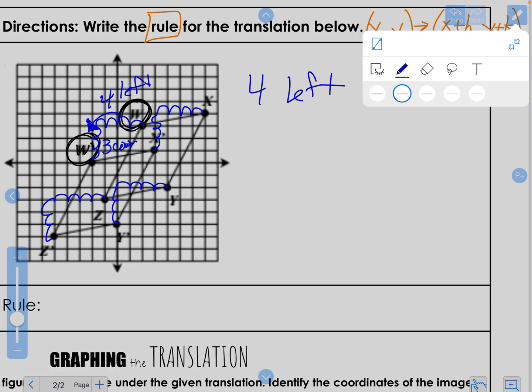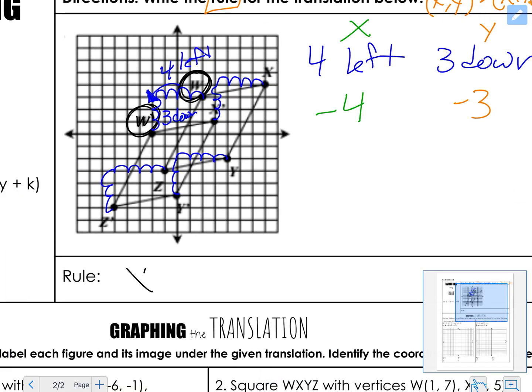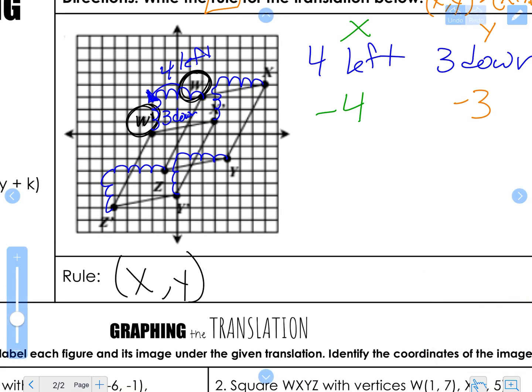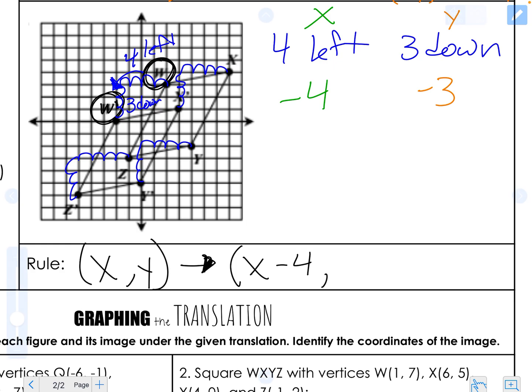We said on the previous page that 4 left is negative 4, and left is our x value. And 3 down is negative 3, and up and down is our y value. So if I were to write a rule for this, it would be x comma y, draw an arrow to show my transformation, x minus 4 comma y minus 3. And that's how, if we're given a graph, we can write the rule of our translation.